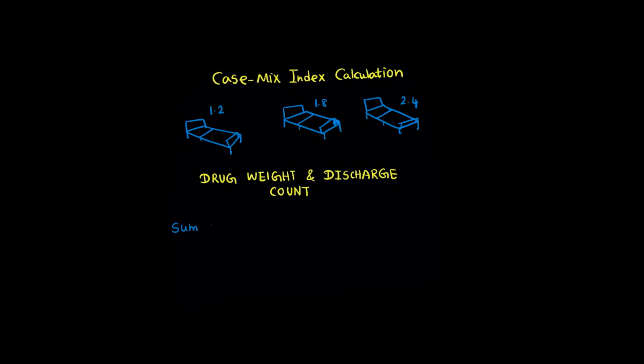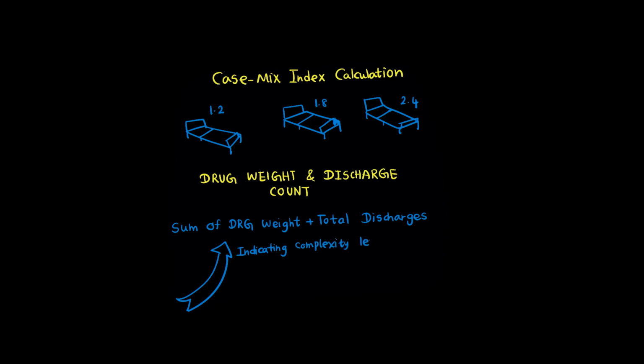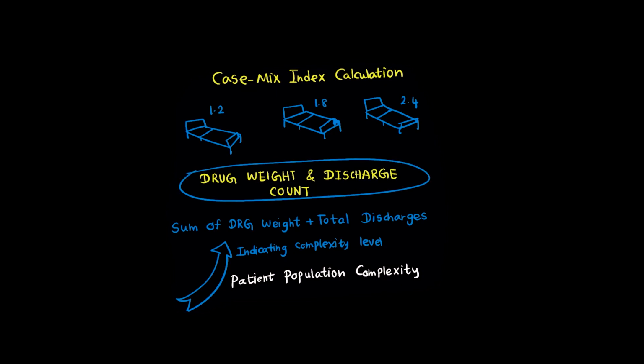This isn't about length of stay and charges, which measure different aspects of utilisation, or just diagnosis codes that determine DRGs. The DRG weight reflects the expected resource consumption for each patient type, while the discharge count provides the volume. A higher case mix index indicates a more complex patient population, requiring more resources, affecting staffing needs, budget planning, and reimbursement expectations for the facility.